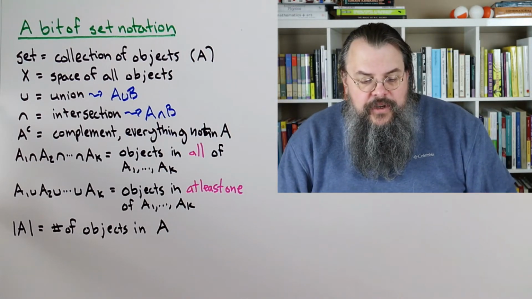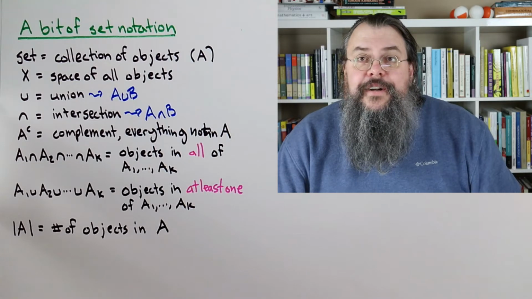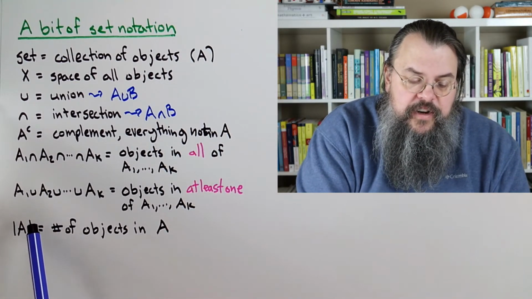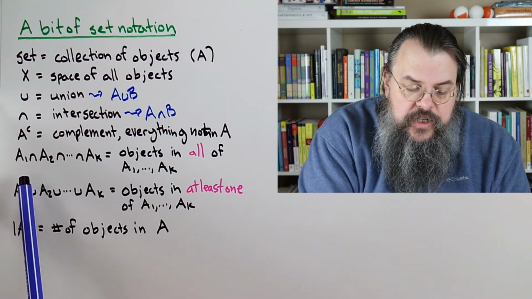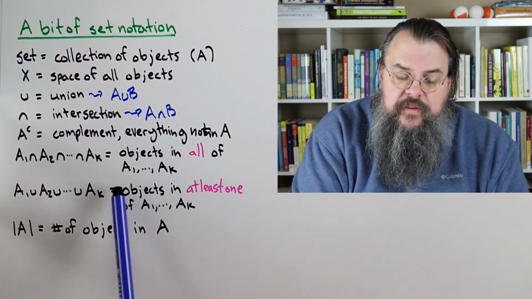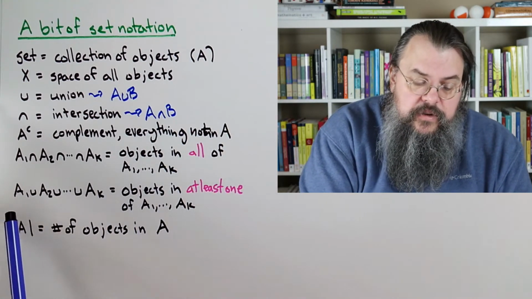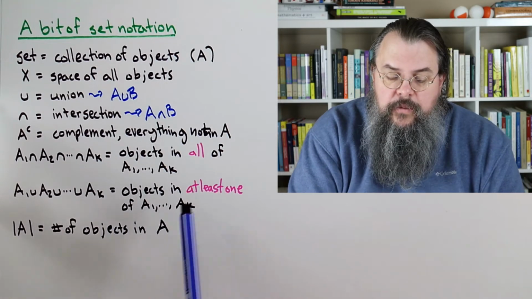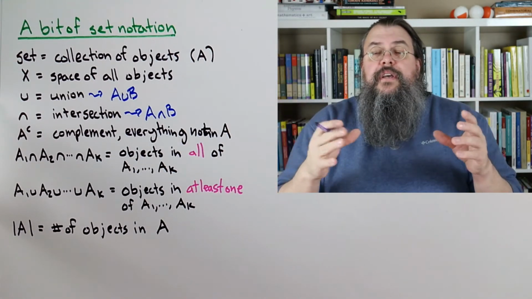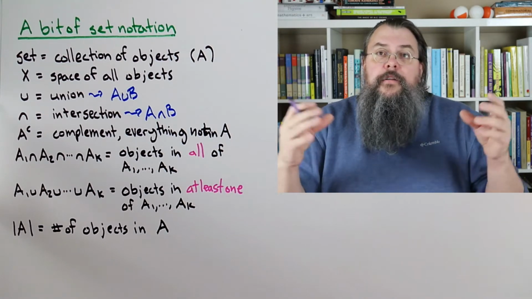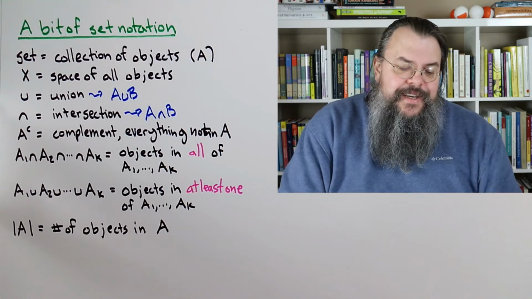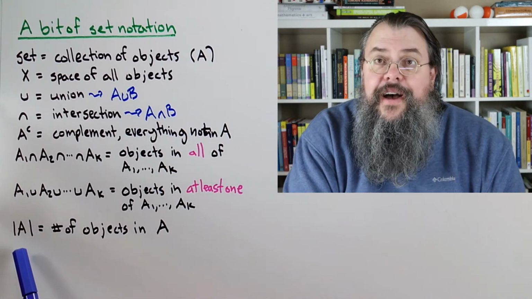All right, so we're almost there. We can take intersections and unions of one set, but we can also take them of multiple sets. So the intersection of many sets, A1 up through AK, that's the objects in all of them. And the union of sets, it's the objects which are in at least one of them. See, when we take union, it doesn't have to be in all of them, it just has to be in one of them. Okay. The last bit of notation is the magnitude, or the size.